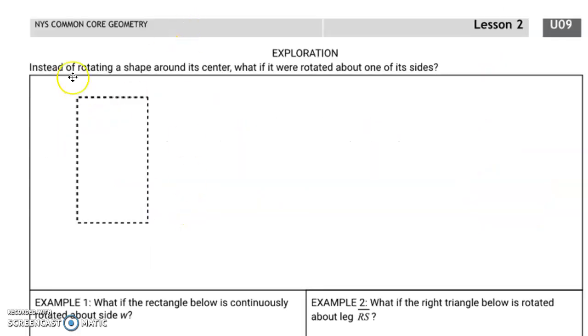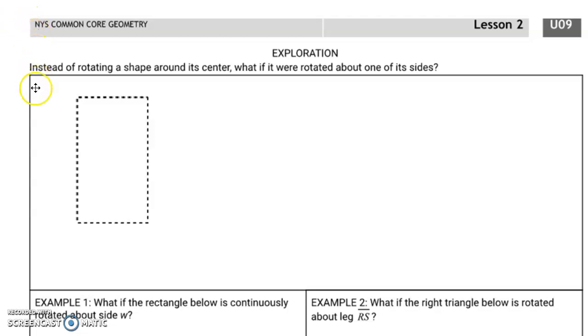Moving on to the next page, this is an exploration. Instead of rotating a shape around its center, instead of spinning this shape around to the right or around to the left, what if we were to rotate it about one of its sides? So what I want you to do right now at your desk is take a piece of paper or any other sort of rectangle that you have lying around, maybe even your phone, and try to spin it around one of its sides. Not around the center, not horizontally, but like a vertical spin. Hold your phone vertically towards you and then try to spin it on one of its sides. What kind of shape would that make? Pause the video, try that out, and then come back to see what we say.